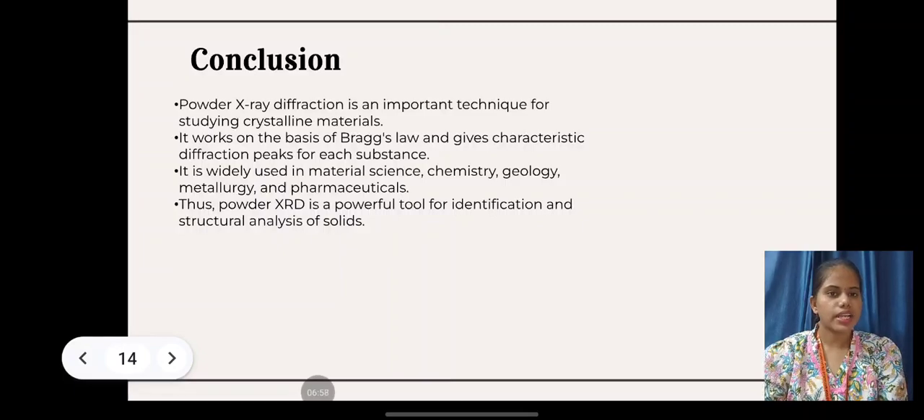Conclusion. Powder X-ray diffraction is an important technique for studying crystalline material. It works on the basic Bragg's law and gives characteristic diffraction peaks for each substance. It is widely used in material science, chemistry, geology, metallurgy, and pharmaceuticals. Thus, powder X-ray diffraction is a powerful tool for the identification and structural analysis of solids.